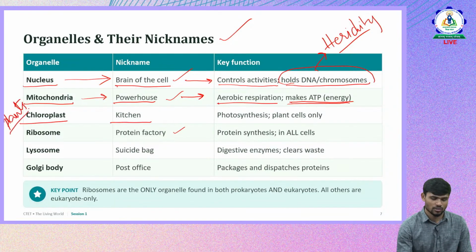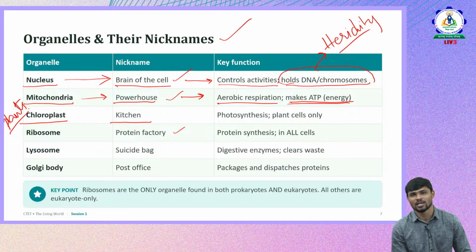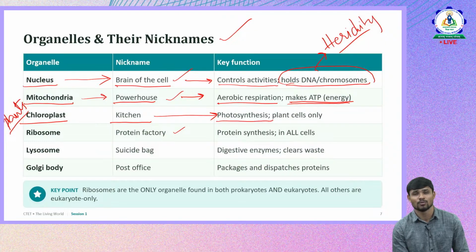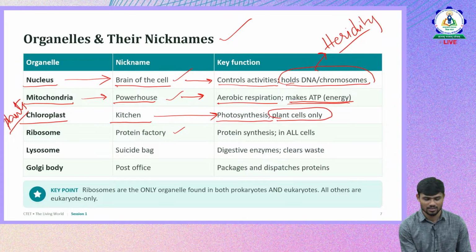Not all cells will have chloroplast. Only plant cells will have chloroplast. So why is it called the kitchen of the cell? Because it is useful for the photosynthesis process, and photosynthesis is the process of food preparation in plant cells. So it is only in plant cells, not in animal cells.